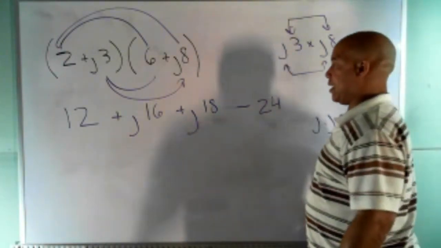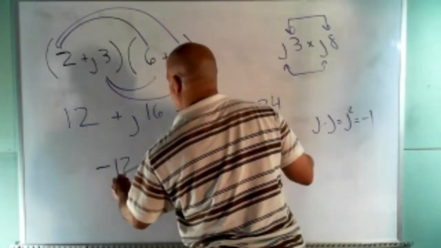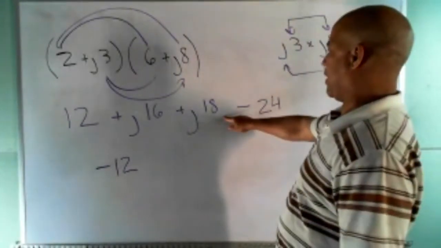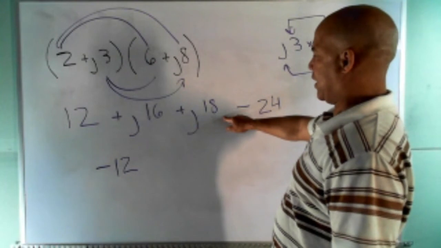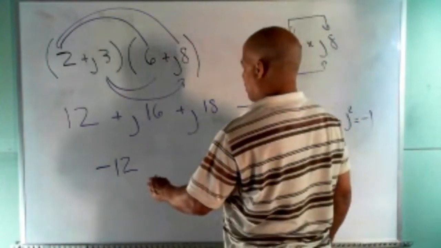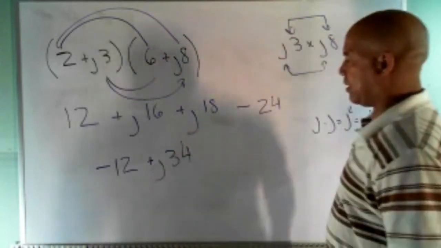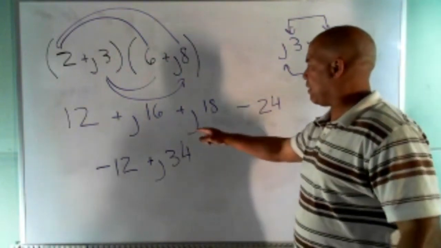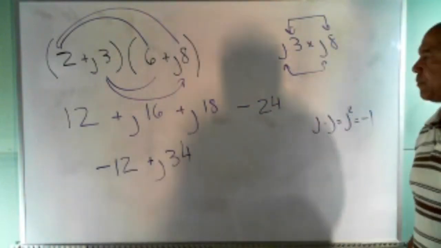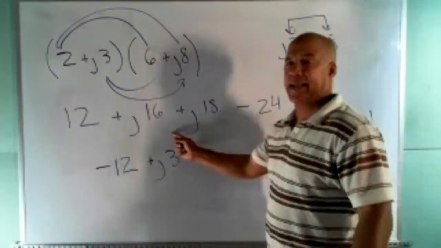So what do I have here? If I add this, I get a minus 12, and 16 plus 18, what is that? I think it's plus J34. Did I do my arithmetic right? Is that what you got or not? I think that's right. I think it's 34. Is that what you guys got?